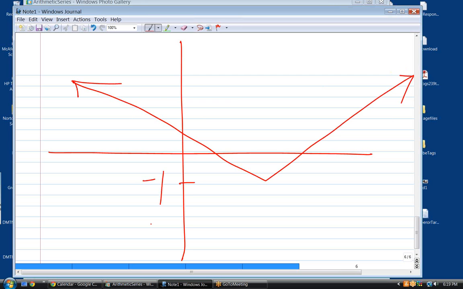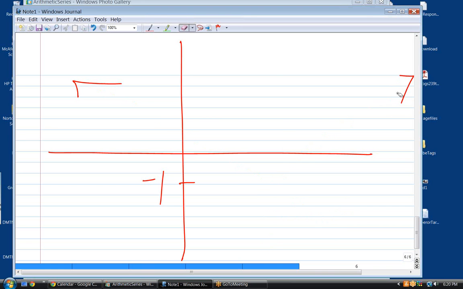What's the domain? The domain would be all real numbers. What's the range? The range would be y is greater than or equal to 0. There you go. That's all there is to reading this stuff.